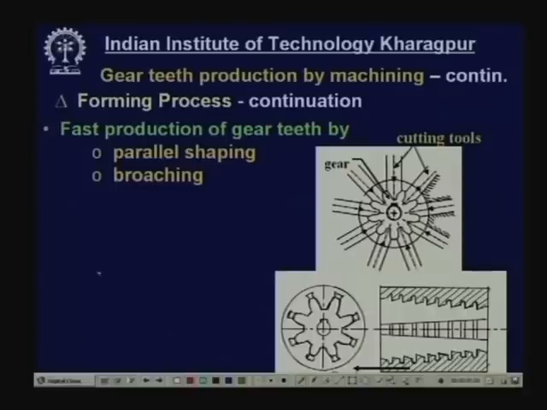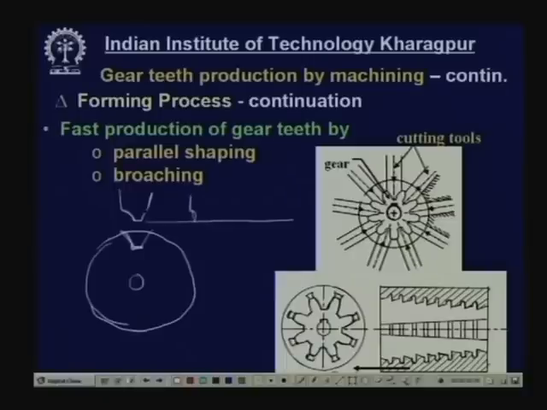Now suppose there is a gear blank. This is a gear blank. And suppose you have to produce one tooth gap first. You can produce it by a shaping tool of the same configuration. So this tooth will be like this, and this will move in this direction, and then this will gradually move inside. Next time this will move like this, the teeth will be gradually entering.